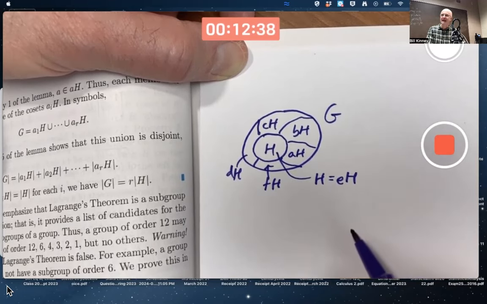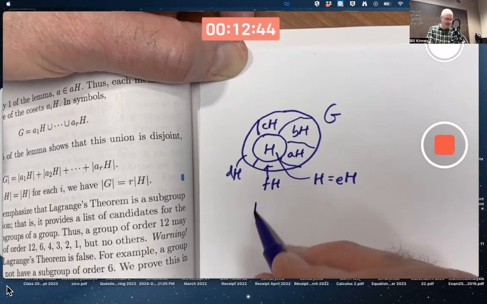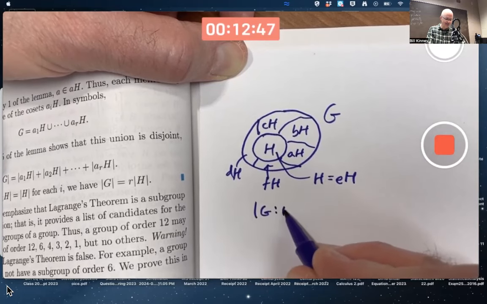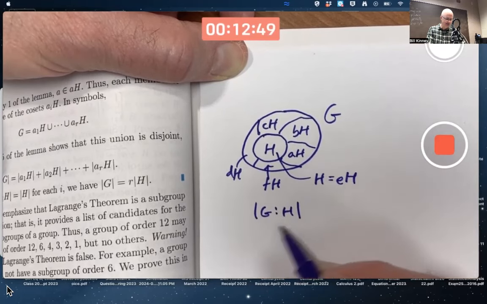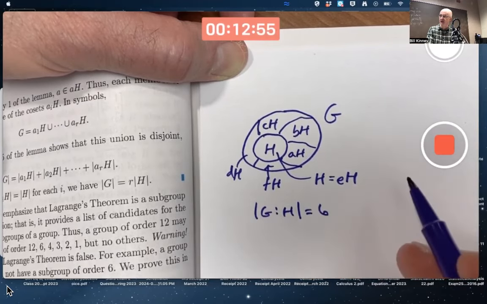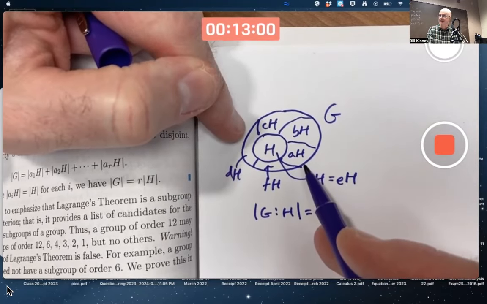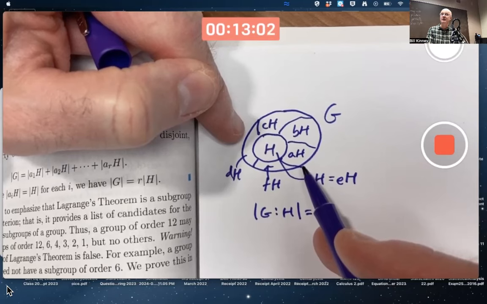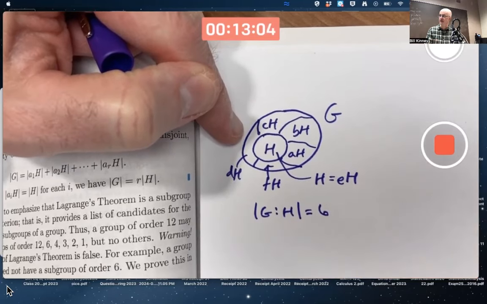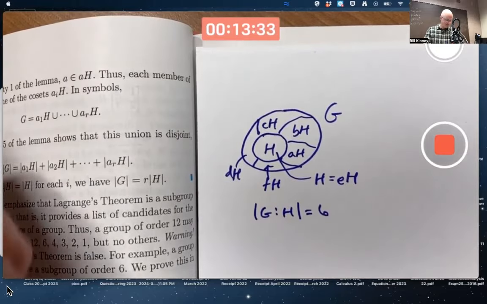How many left cosets did I draw? 6 of them in this picture. If this were really the case, that would mean the index of the subgroup in G with this funny notation is 6. There are 6 distinct left cosets. They do form a partition of G. The intersection of any 2 distinct left cosets is empty, and their union is all of G. In fact, you can define an equivalence relation using cosets. So that's what the index is.